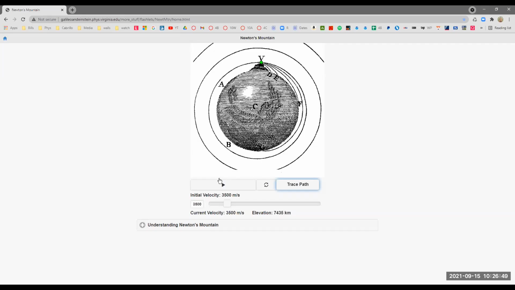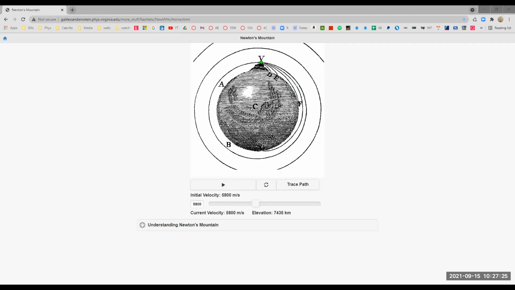So if I shoot it, you could see that it doesn't go very far. But if I go faster, you could see that it goes further. And if I go even faster, it even goes farther. But the question is, is there a sweet spot?